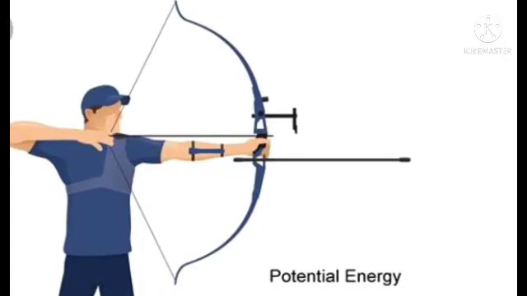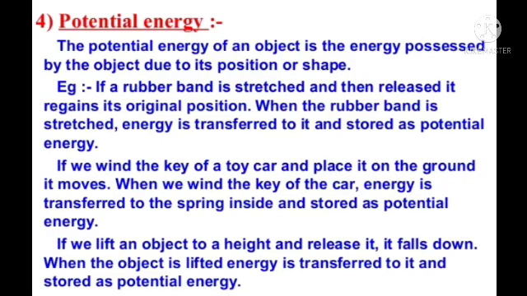The potential energy of an object is the energy possessed by the object due to its position or shape. Example: if a rubber band is stretched and then released, it regains its original position. When the rubber band is stretched, energy is transferred to it and stored as potential energy.